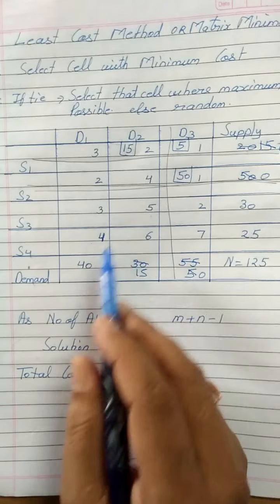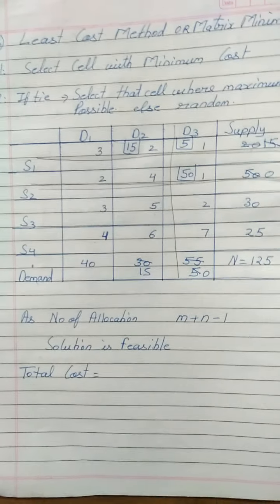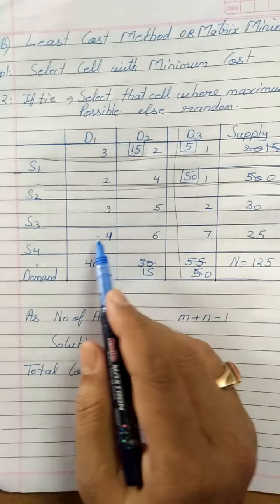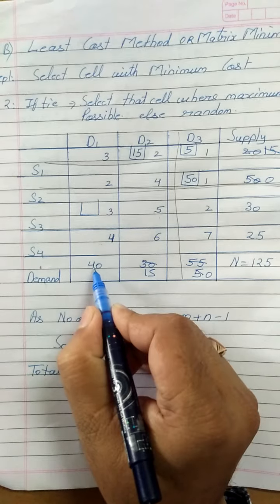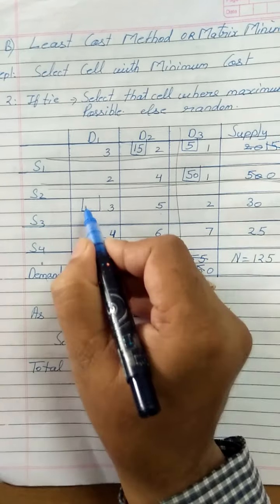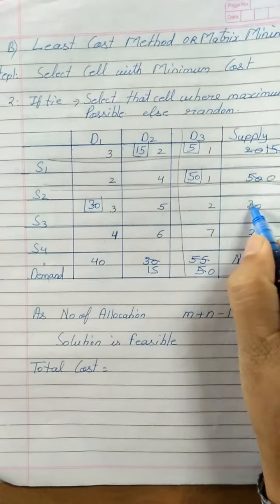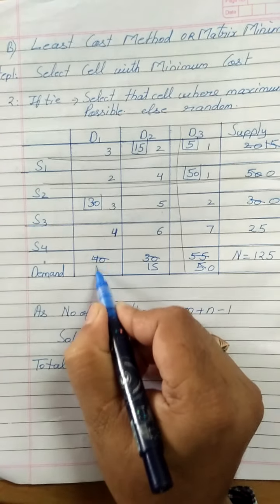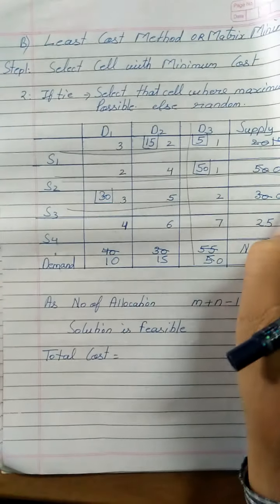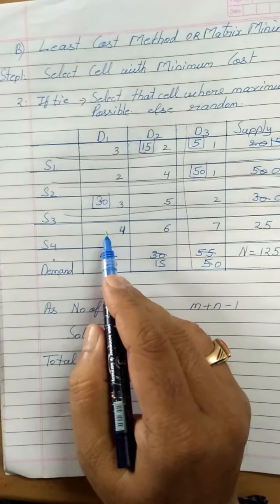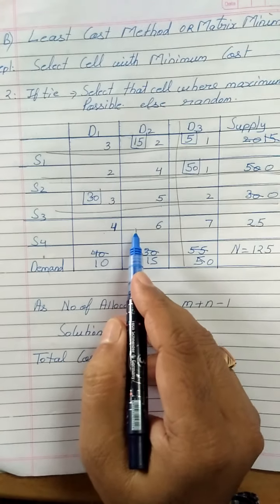Next we have 3, 5, 4, 6. Now which is the minimum? This one. How much? It requires 40, but we have only 30, so we can give only 30. Reduce this to 0, and this will be reduced to 10. Again this is fully exhausted. Now we remain with only these two cells, 4 and 6.